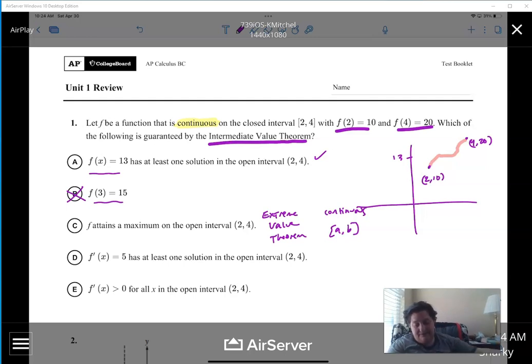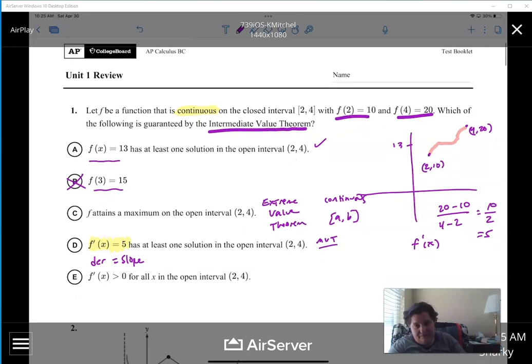f prime of x has at least one solution in the open interval. That's actually the mean value theorem, and I'm going to review this with you really quickly. Whenever we're looking at an f prime question, a lot of times the mean value theorem comes up, where derivative equals slope, okay? If you look at the slope of this, 20 minus 10 over 4 minus 2, that's 10 over 2, which is 5. And so somewhere the derivative is going to equal 5. This is the definition of the mean value theorem.